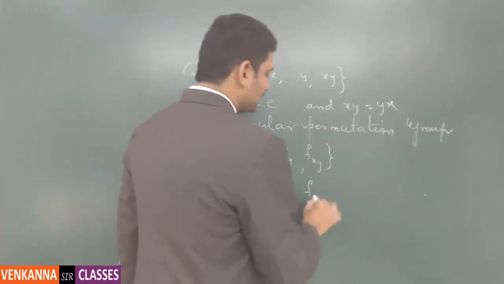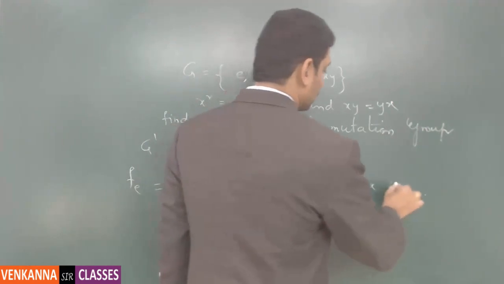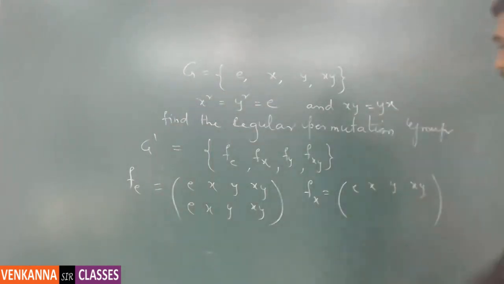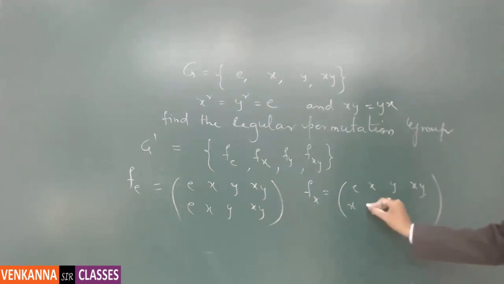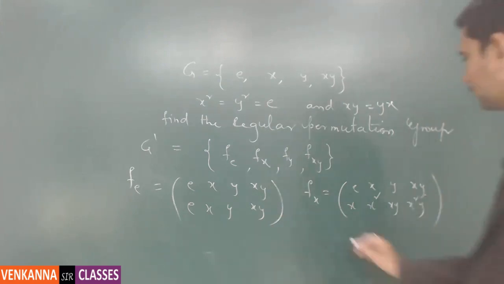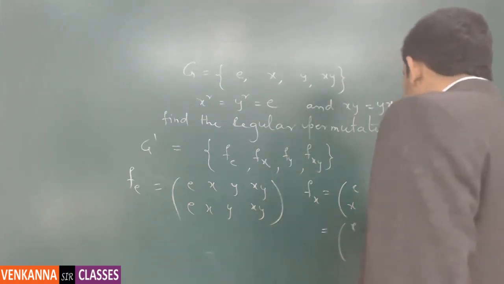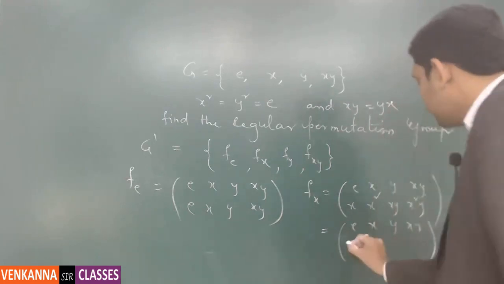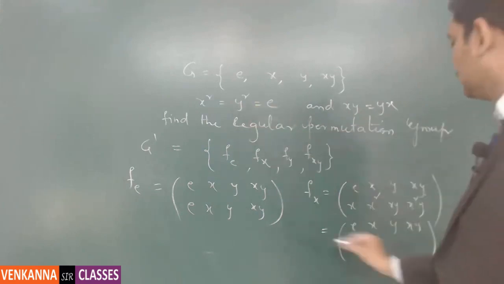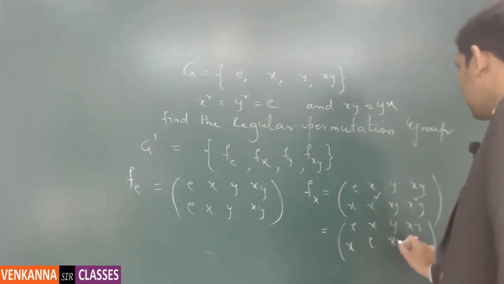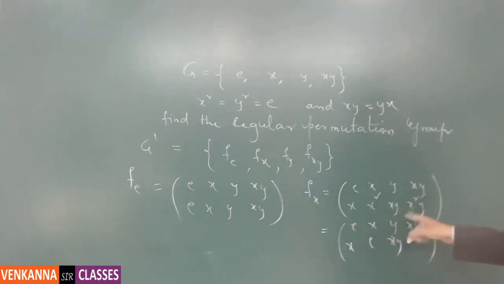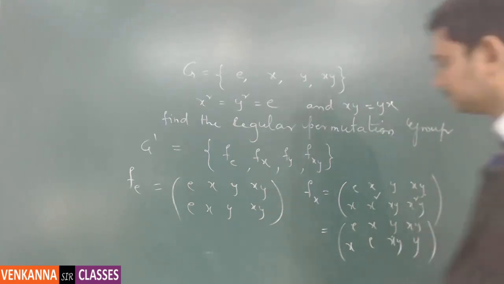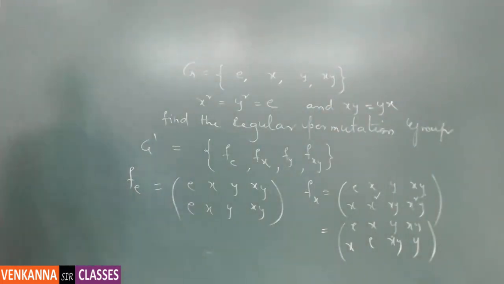So if you want f_x, this is nothing but x into e, x into x, x square, this is y, x square y. So nothing but, since x square is e in the problem, this is xy as it is. Since e into y is nothing but y. Clear? How it is formed? Similarly, you can find the others also.